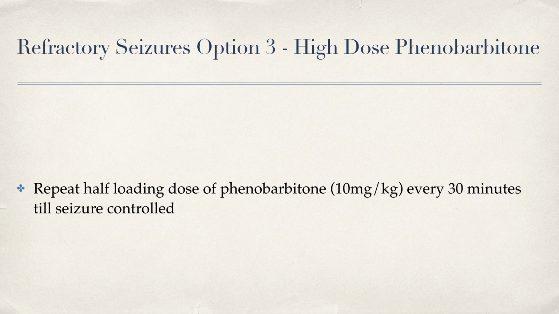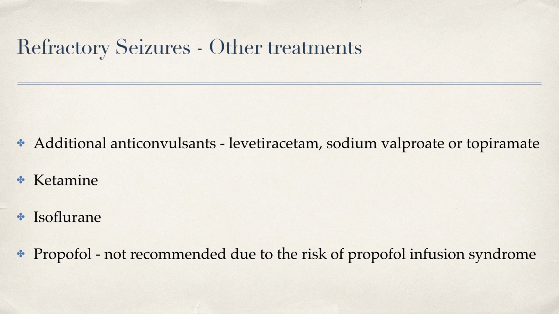And most of the children did seem to tolerate this well from a cardiovascular point of view, but most children did require intubation and ventilation for respiratory depression. So finally, I just want to mention some of the other treatments for refractory status epilepticus. When starting one of the other three treatments that I've mentioned, often the neurologist will want you to add in an additional anticonvulsant. Both levetiracetam and sodium valproate are available in intravenous preparations, which can be added in, or topiramate can be given by the nasogastric tube.